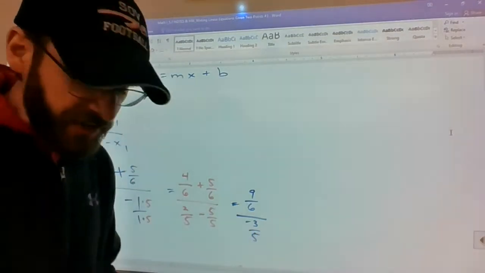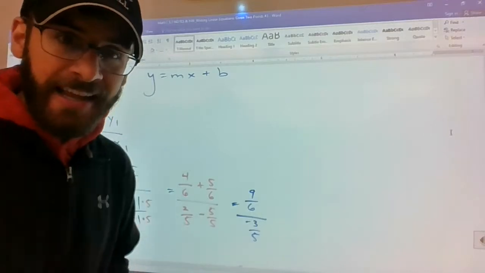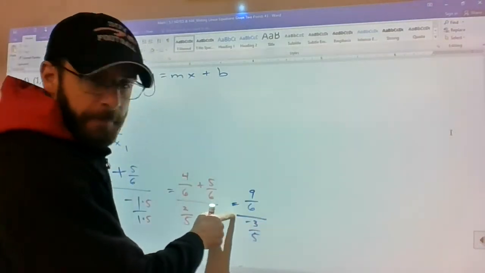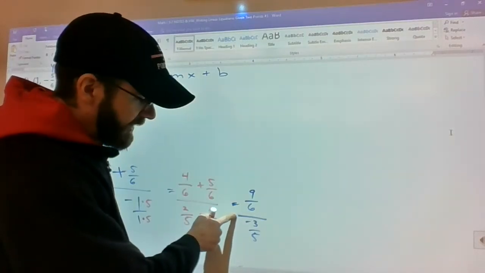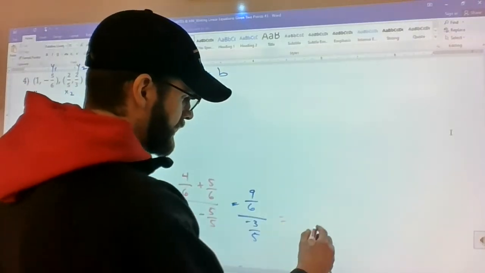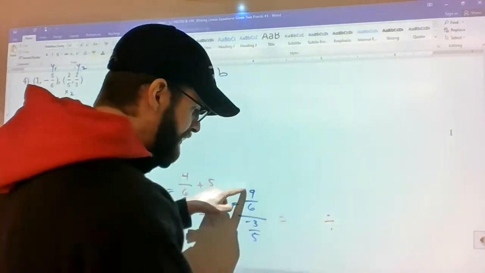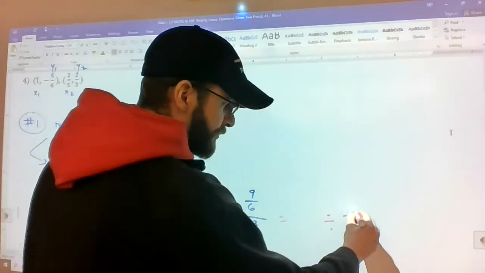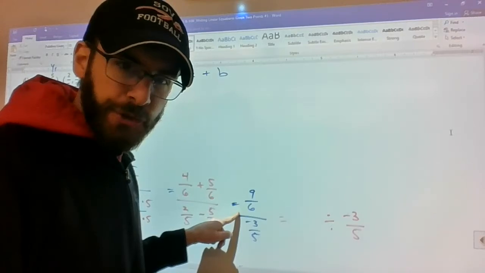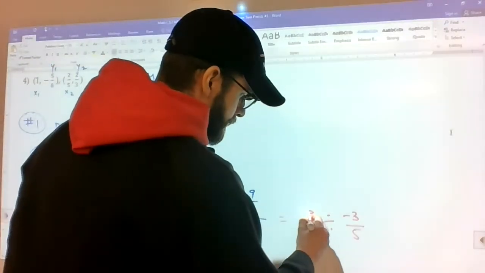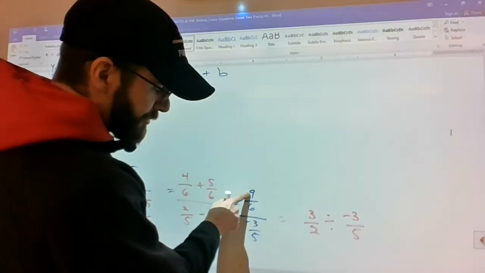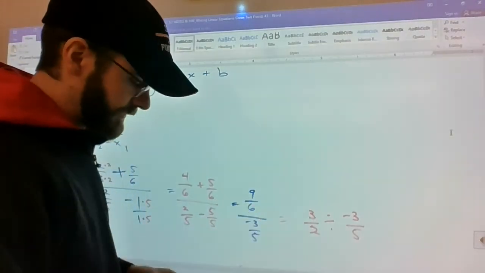Now I'm going to do two things at once on this next step. First thing is I'm going to rewrite it horizontally. So I'm going to take this piece of the fraction right here, and I'm going to say that means divide. So I'm going to say it's 9 over 6 divided by negative 3 over 5. I'm also going to reduce this fraction. 9 over 6 reduces to 3 over 2, because you can divide 3 into 9 and 3 into 6.